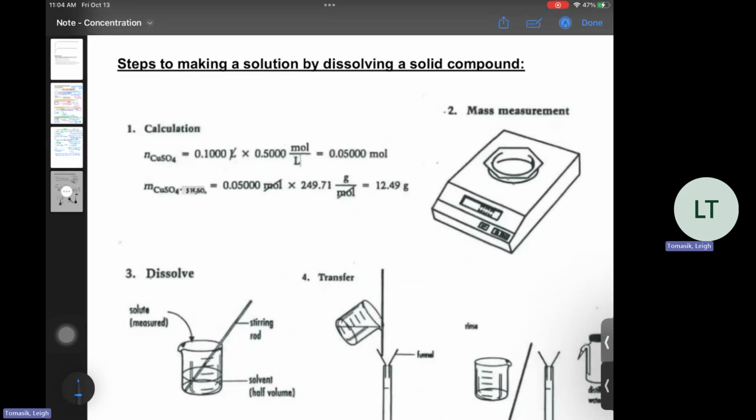Okay. And this is what I did. These are the steps for preparing a solution if you ever have to prepare a solution. Number one, you have to do your calculations. So in this scenario, we wanted to make 100 milliliters of a 0.5 moles per liter copper sulfate pentahydrate solution.